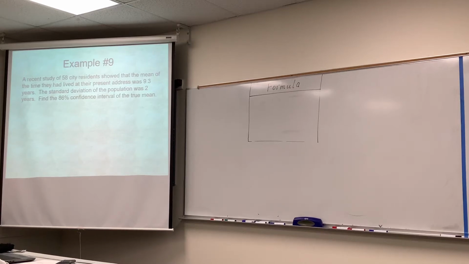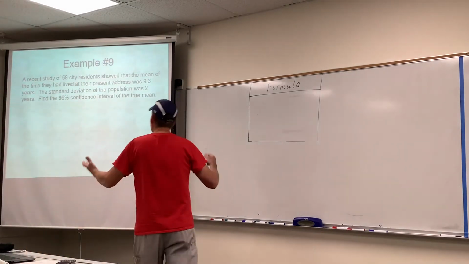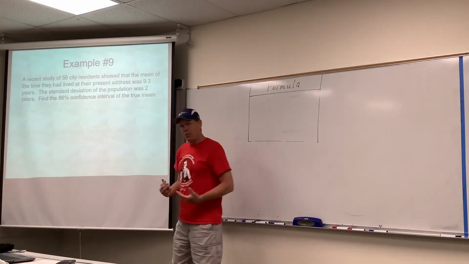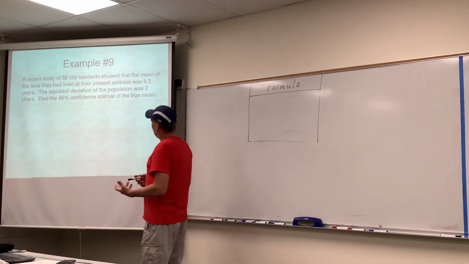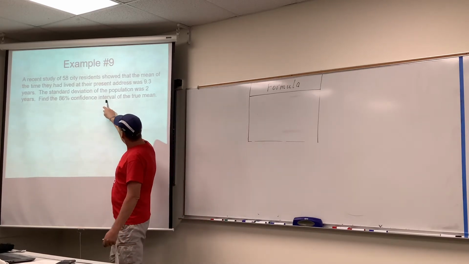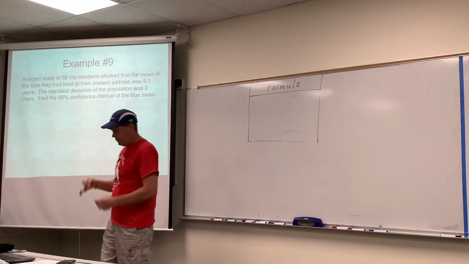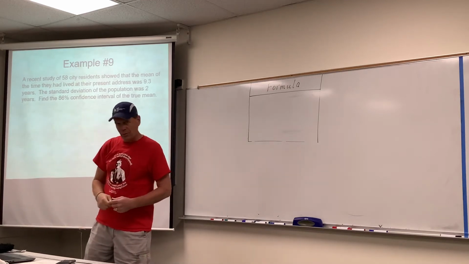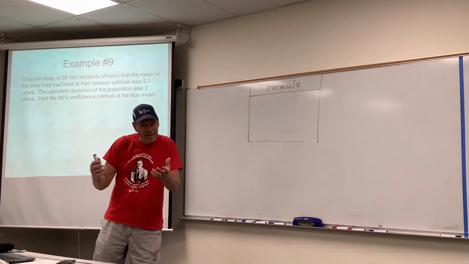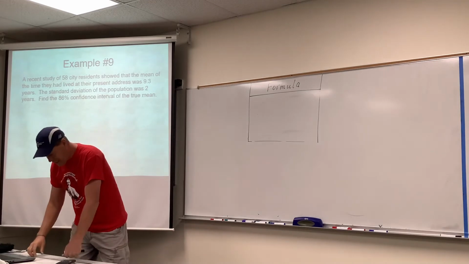Okay, example number 9, estimating a population mean. And again, if you've had a chance to read the question, which I hope you do, we're talking about finding a confidence interval for a mean. Confidence interval. So again, we're back to that sort of question. We're not doing a sample size. It says find a confidence interval for the mean.